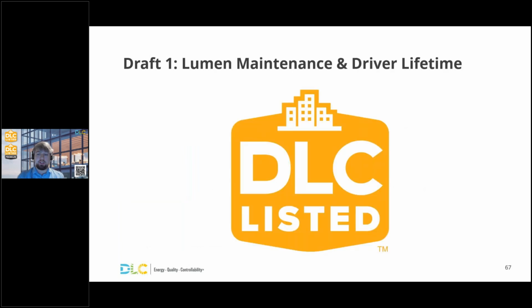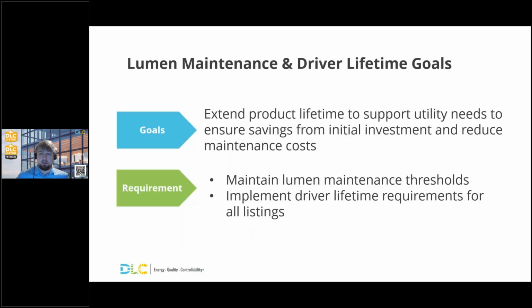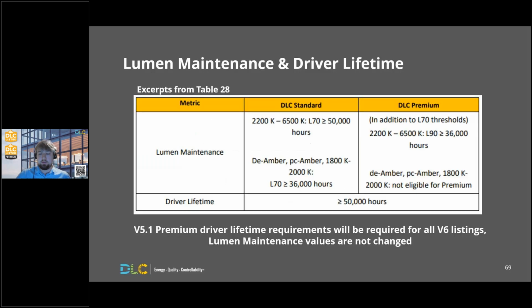I'll be talking about the lumen maintenance and driver lifetime requirements. Again, these are largely consistent with what we have today under version 5.1 and are really intended to support confidence that the energy savings that are estimated and being incentivized with a product's initial performance, which shows up on the QPL, are realized throughout the lifetime of that product, and can help with reduced maintenance costs. So better confidence in products that are being incented that those energy savings are going to be realized, focusing specifically on maintaining lumen output from initial output, and implementing a driver lifetime requirement for all listings. Next slide. What this actually looks like is shown in Table 28 in Draft 1.